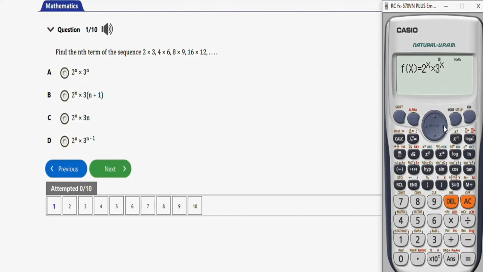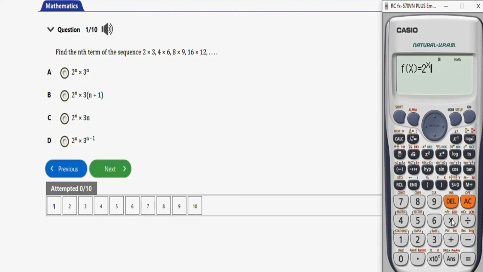Let's check for option B. Option B is 2 to the power n times 3 in brackets. We have alpha x plus 1. Close the brackets. Okay, so press equal to. Let's start from 1, end at 4, step 1. So we have, no, it's not this one. Let's go back. Let's check option C. Alright, so it has to be option C.